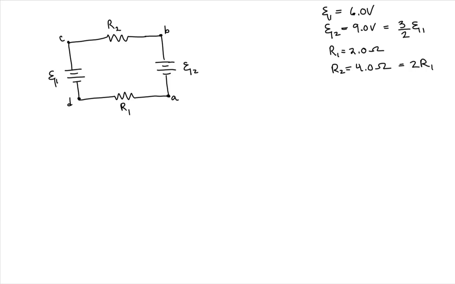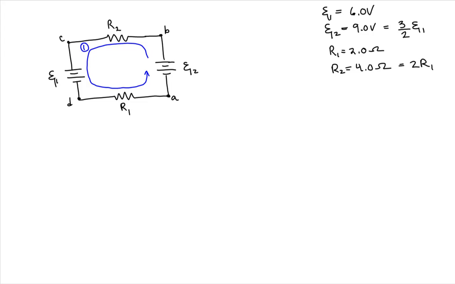Let's choose our path of analysis going from the highest known potential to low potential. So battery 2 at 9 volts is our high source of potential. So I am going to analyze our loop from high potential to low potential, in other words, in the counterclockwise direction.